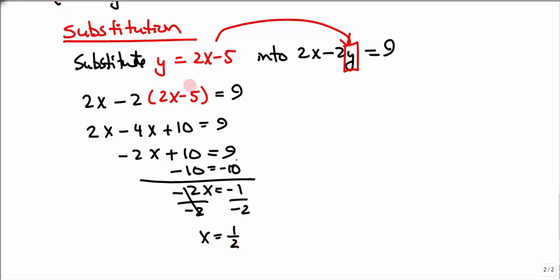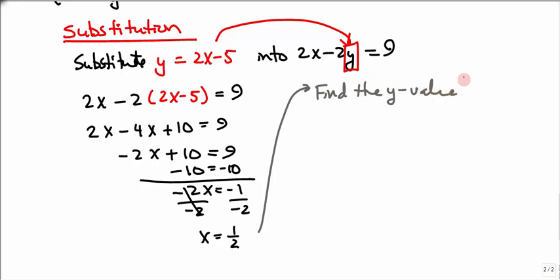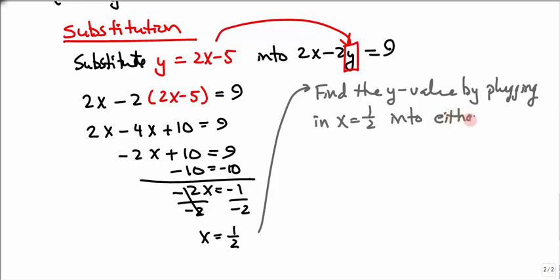How do I find my y value? You find the y value by plugging in x = 1/2 into either equation. I can plug it into either equation. I should get the same answer back. I'm going to just plug it into y = 2x - 5 because it's already set up for y equals. So in place of x, I'll put a 1/2.